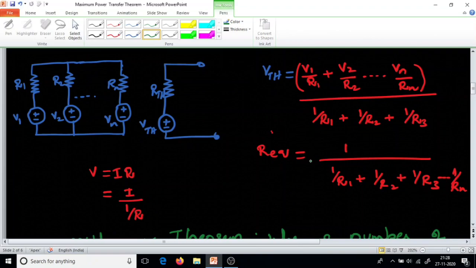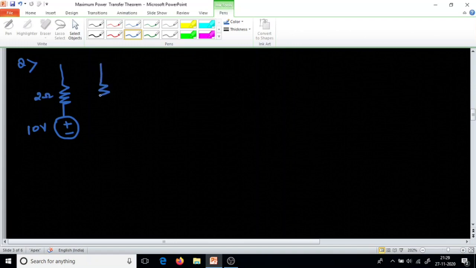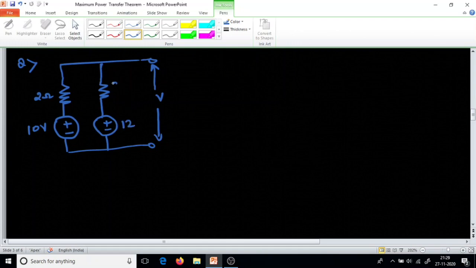Now we will take a simple problem to understand the theorem. We have two voltage sources with internal resistance. This is 10 volt, 2 ohm, and this is 10 volt, 3 ohm. We have to find what is V here. Let us find the voltage here. This is 12 volt, 3 ohms.